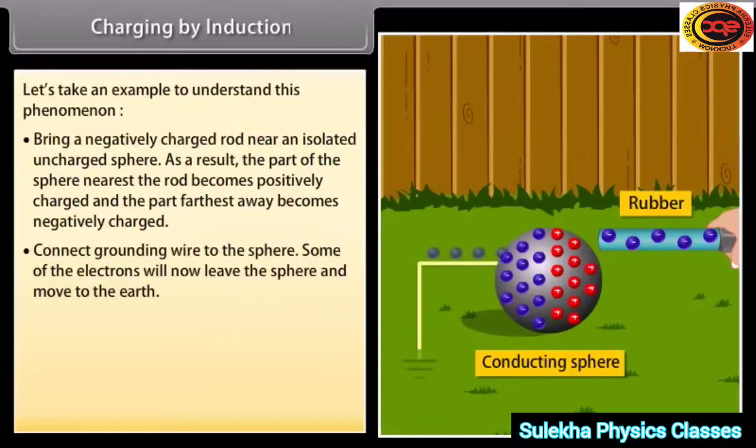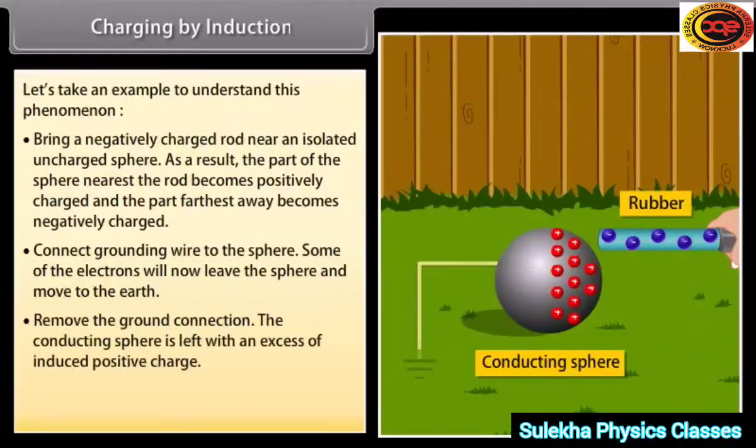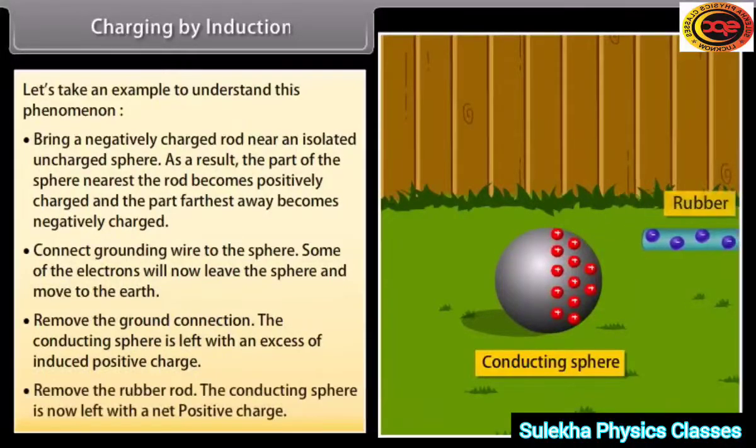Connect grounding wire to the sphere. Some of the electrons will now leave the sphere and move to the earth. Remove the ground connection. The conducting sphere is left with an excess of induced positive charge. Remove the rubber rod. The conducting sphere is now left with a net positive charge.